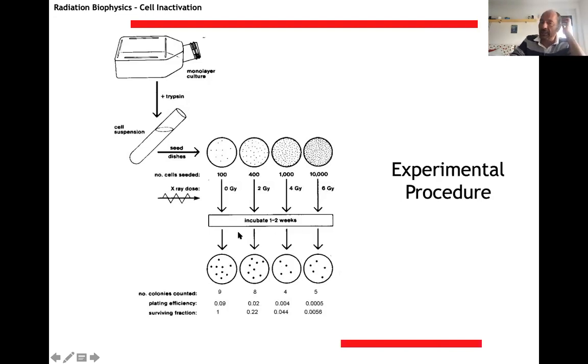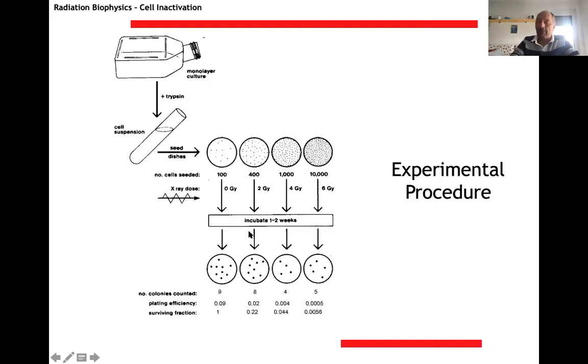You see, for example, here, you have 100 cells, and then you count 9 colonies. So this means that here the survival is actually 9%. But this is not called survival. This is called plating efficiency. Of course, these cells were not irradiated, but even though they were not irradiated, not all the cells are able to form colonies. So there is a fraction of the cells that are unable to form colonies. You have to normalize this number to have the surviving fraction.